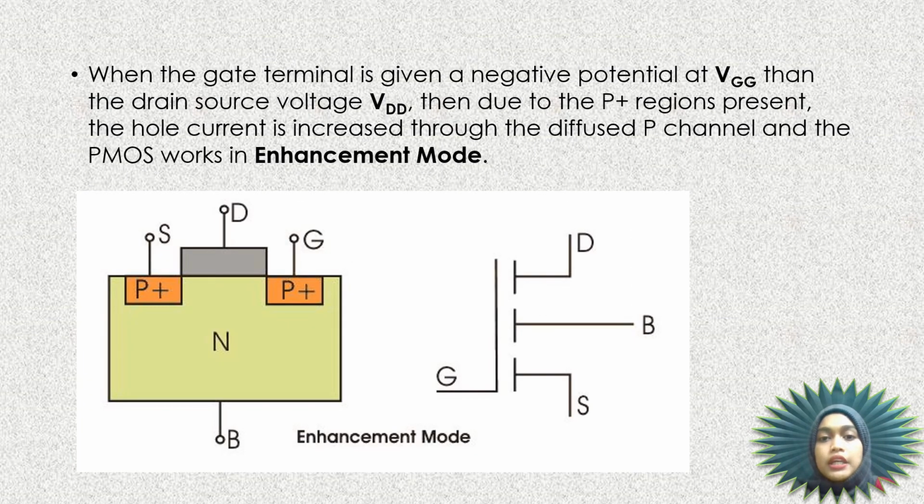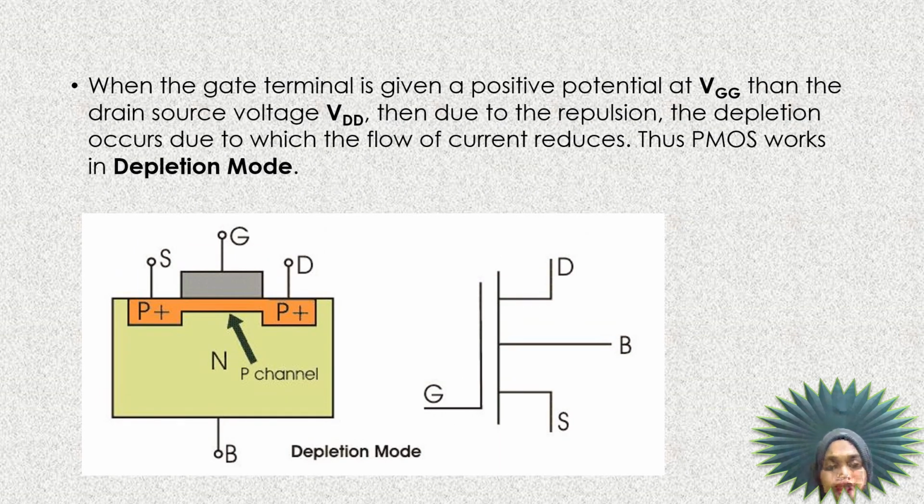When the gate terminal is given a negative potential with respect to the drain-source voltage, then due to the P-plus region present, the whole current is increased through the diffused P-channel and the PMOS works in enhancement mode. When the gate terminal is given a positive potential, then due to the repulsion, depletion occurs, due to which the flow of the current reduces, and the PMOS works in depletion mode.